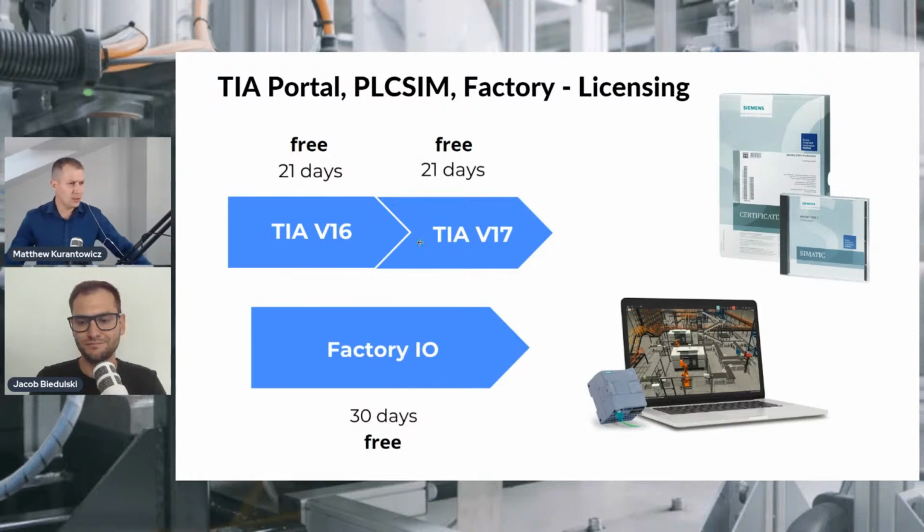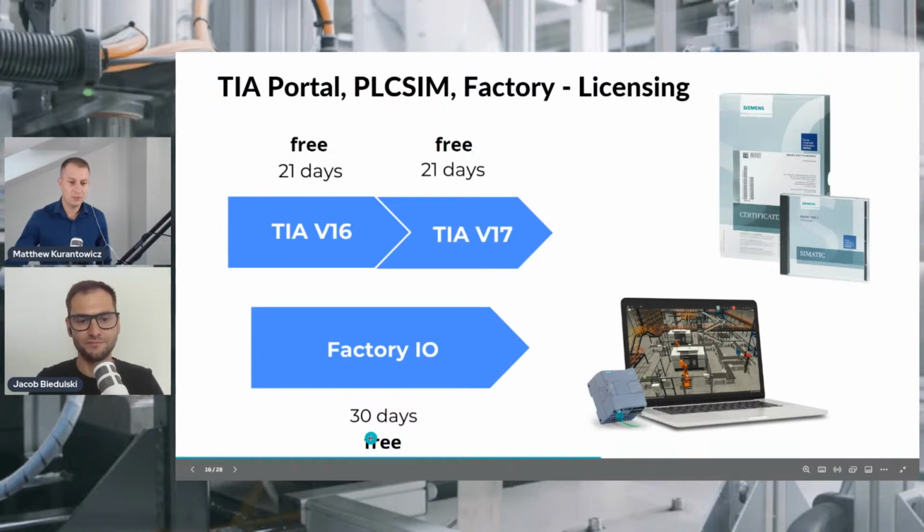But this is not all. Jacob, we also have TIA version 18. Yeah, but the latest version of TIA has no full compatibility yet with Factory IO, so we recommend TIA in version 16 and 17. So we have two licenses to sum up 42 days. This is a lot, and you can learn basics and even advanced concepts of programming. And next we have Factory IO, which is free for 30 days.